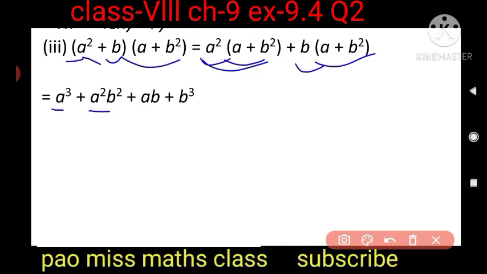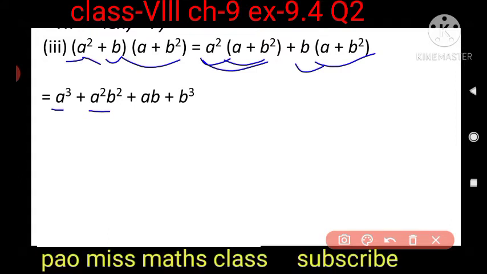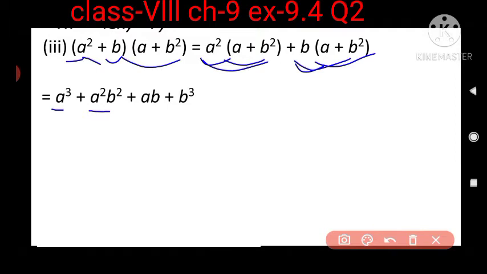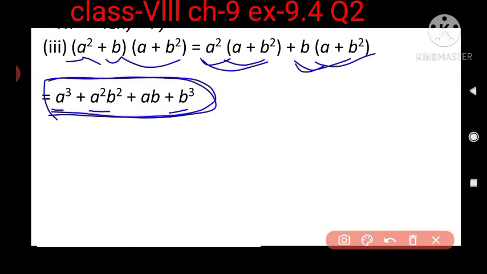Now plus, all are positive, then there will be no chance of getting minus, isn't it? Because all are positive, all will be positive only. Now b into b square is b to the power 3. Now can you find any like term here? No, they do not have any like term. So this will be your answer.